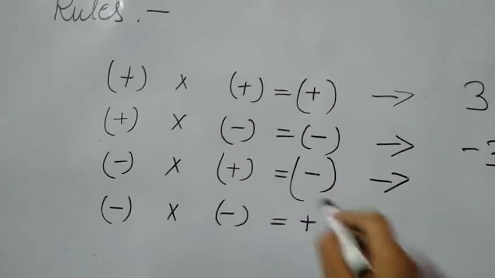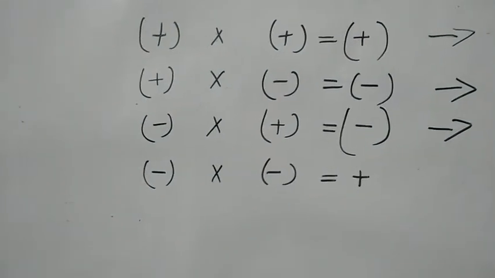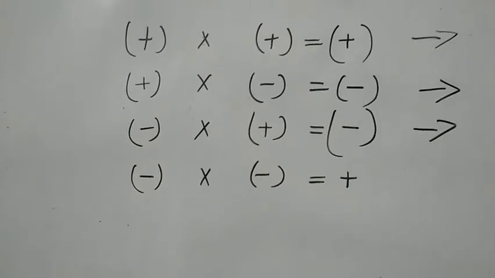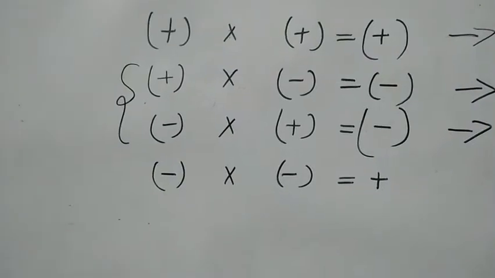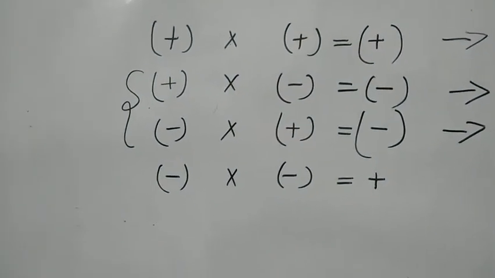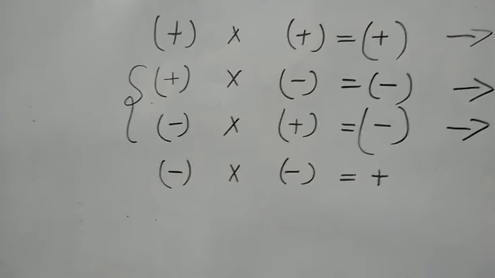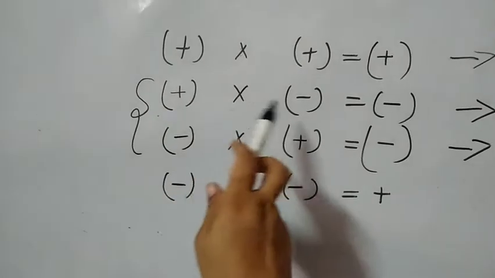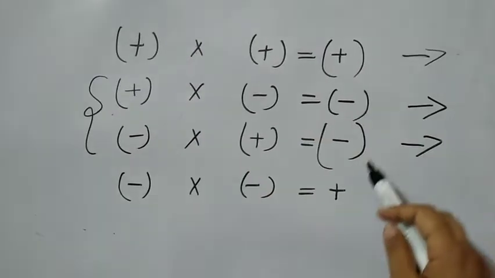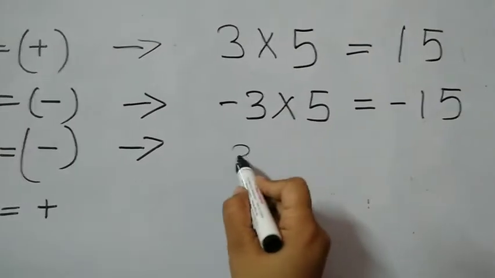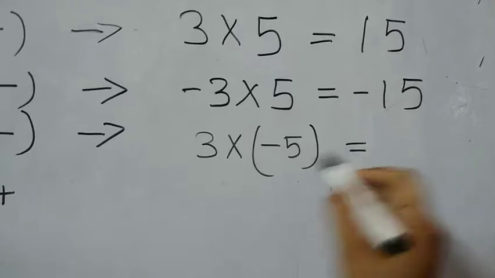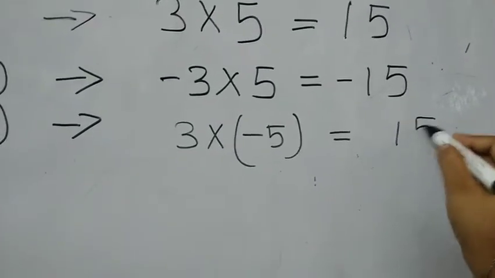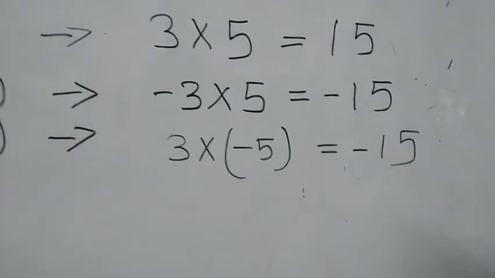Clear? The third rule says if the first number is negative and the second number is positive, then the answer is also a negative integer. See students, in both second and third rule, there is a simple basic thing that if one number is negative and the second is positive, whether it is the first one or the second one, the answer is negative in both the cases. Clear? So if it is 3 into minus 5, so the answer will be 5 into 3, 15, and because one number is negative, so it is minus 15.